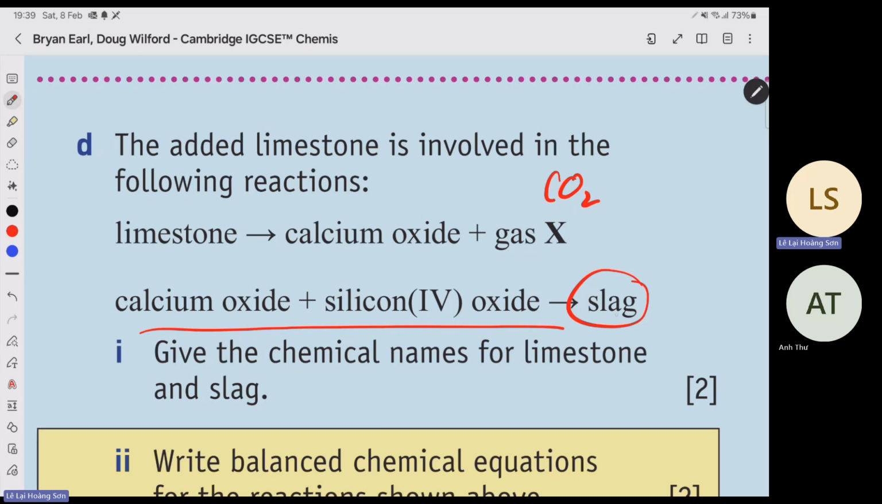Can you tell me the chemical formula of the slag? CaSiO4. Almost there, not SiO4 actually. If you have CaO plus SiO2, what's going to be your formula? CaSiO3. Yep, CaSiO3, just based on the reaction. What is the name of that compound? Calcium silicate. Good, calcium silicate.